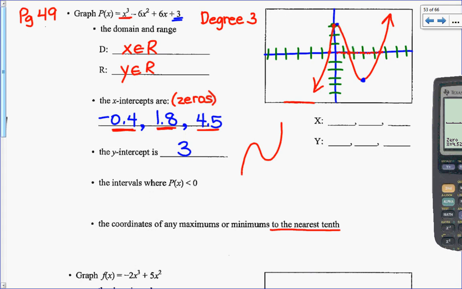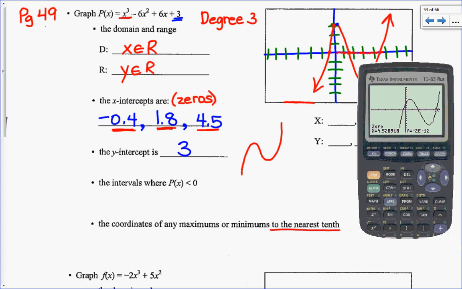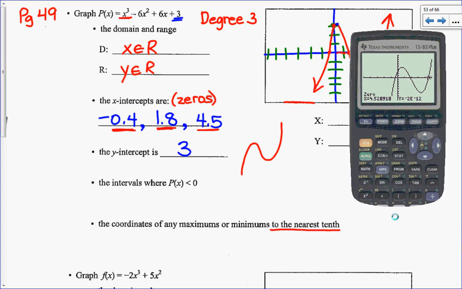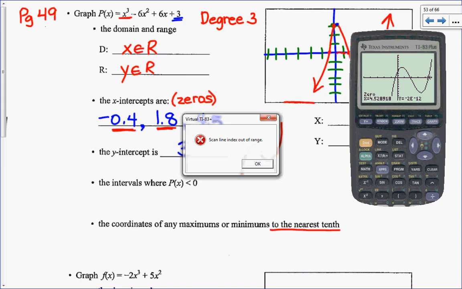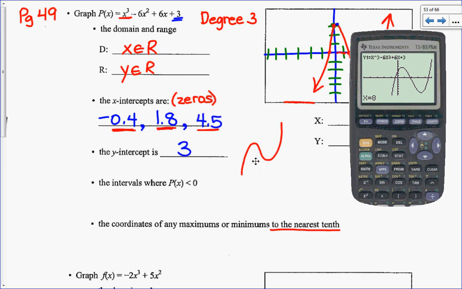Now it almost looks like our local maximum would be our y-intercept, but it's actually not. It's just slightly to the right of our y-intercept. So let's see if we can calculate that maximum. If you remember how we do that, it's the second function of trace. So I guess I need to clear this. Whoops, let's just go back to our graph.